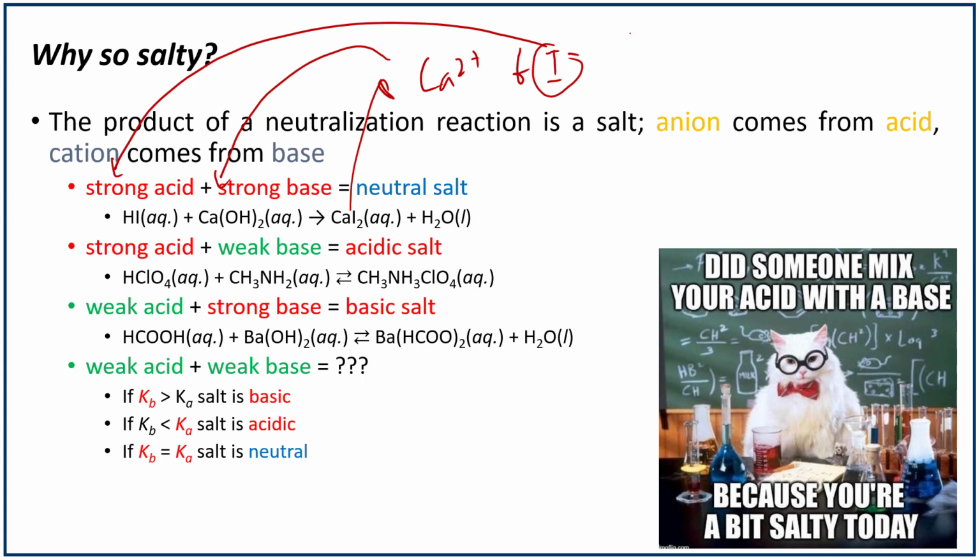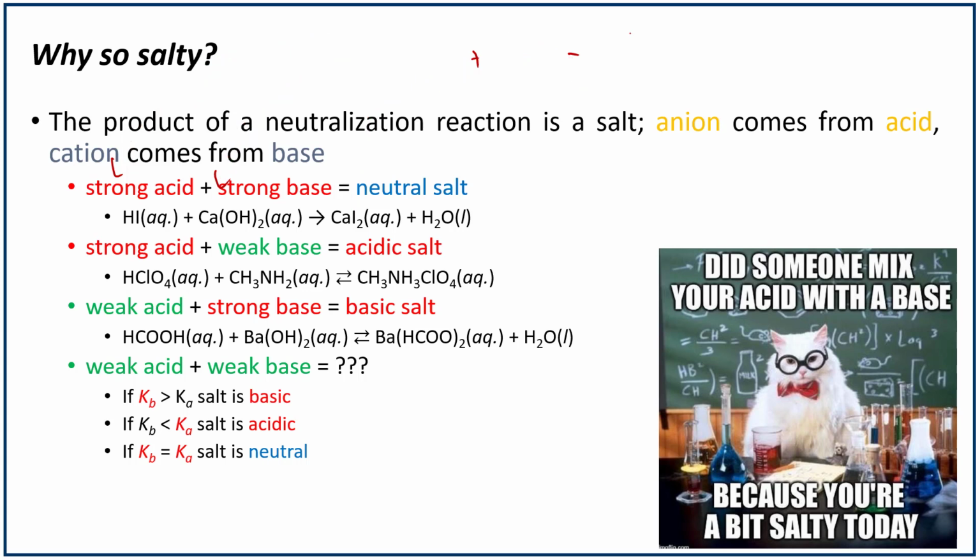Now, if you have a strong acid plus a weak base, according to this rule, you should produce an acidic salt. Let's say, for example, this salt, which is methylammonium perchlorate. This is from perchloric acid and methylamine. In case you're not shown these two reactants, we can still determine whether this salt is acidic, basic, or neutral. Looking at the structure, the cation should be CH3NH3+, and the anion should be ClO4-.